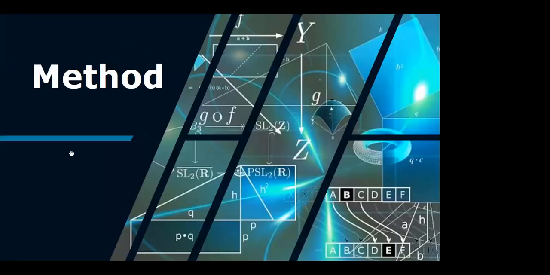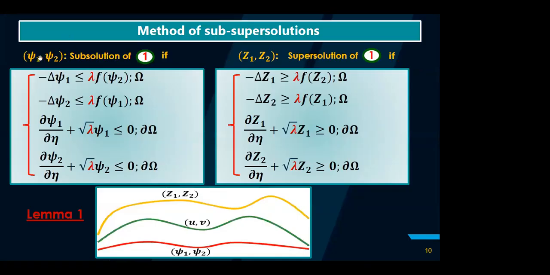To establish these results, we used the method of sub and super solutions. Let me introduce the method of sub and super solutions. Any pair psi1, psi2 satisfying these 4 inequalities is called a sub-solution, and any pair z1, z2 satisfying these 4 inequalities is called a super solution of our model.